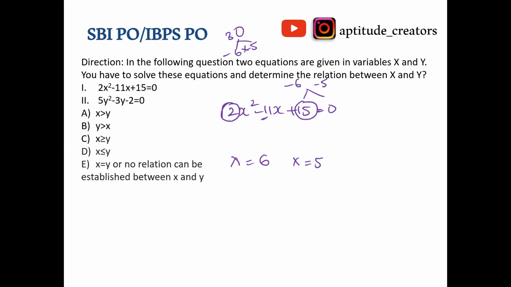But here the x variable coefficient is 2. Now what you have to do is divide. Now 6 by 2, that is 3. x is equal to 3 and y is equal to 5 by 2.